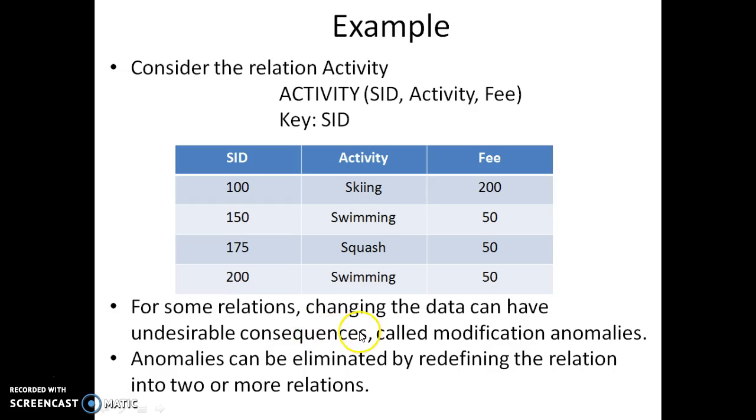For some relations, changing the data can have undesirable consequences called modification anomalies. So if we change some particular data in this table, it will produce undesirable consequences, which are nothing but modification anomalies. We can eliminate these anomalies by redefining the relation into two or more relations. Now let's see what anomalies are present in this table.